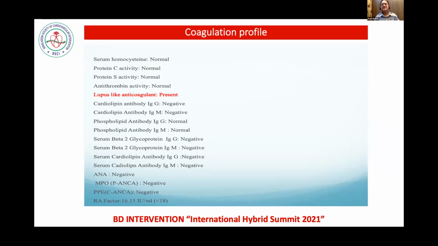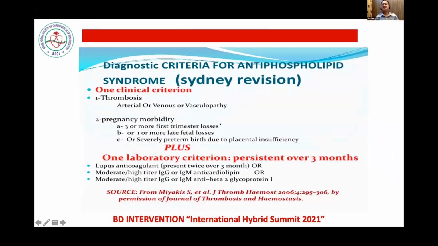And because this patient has cerebral venous thrombosis, I did a coagulation profile in these patients. The homocysteine, protein C, S, cardiolipin IgG, IgM antibodies, beta-2 glycoprotein IgG, IgM antibodies, all are negative, except lupus-like anticoagulant. The diagnostic criteria of antiphospholipid syndrome is you need to have one clinical criterion and one laboratory criterion. So this is a lady having cerebral venous thrombosis and left renal artery thrombosis. The cardiolipin and beta-2 glycoproteins were normal. She had lupus anticoagulant, which was persistently positive over 3 months.